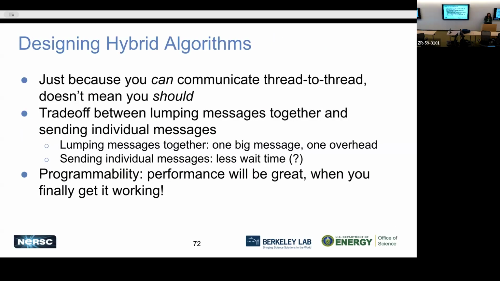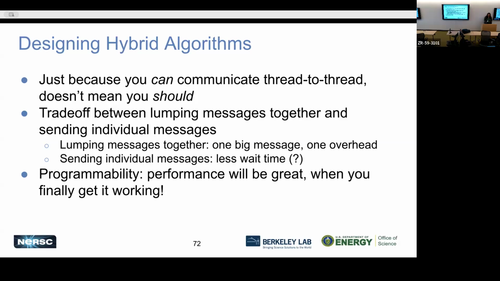Okay, so something to keep in mind is that just because you can communicate thread to thread doesn't mean that you should, right? It's like your mom probably said to you, if all your friends were jumping off of a bridge, would you jump off of a bridge too? Well, she was right in some ways. Just because you can do something doesn't mean that it's a good idea. And so you also have a trade-off between lumping messages together and sending individual messages.